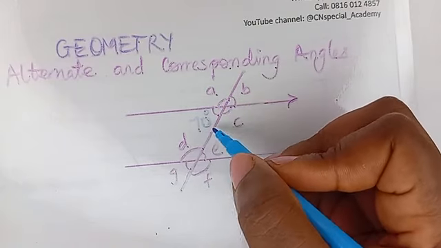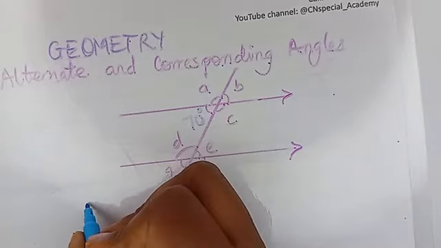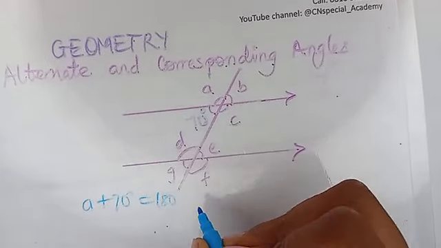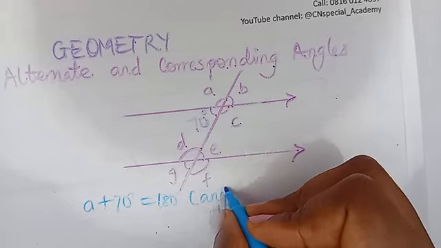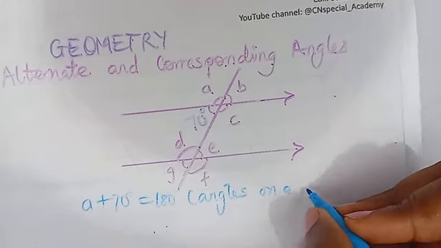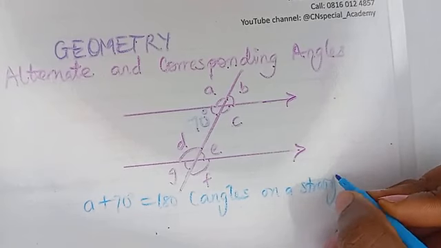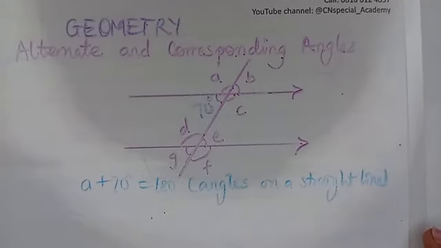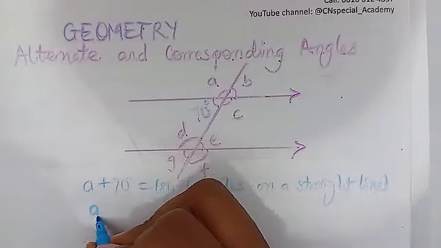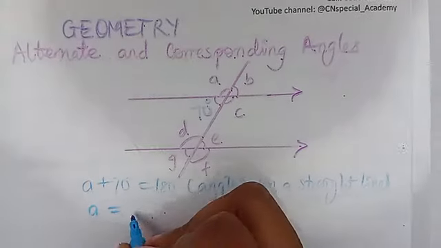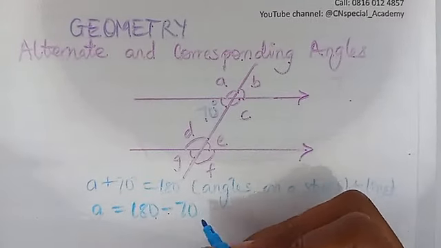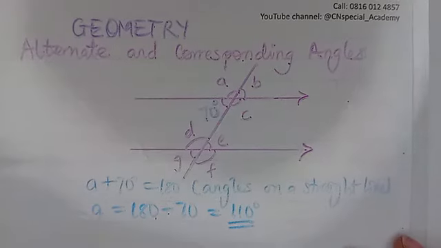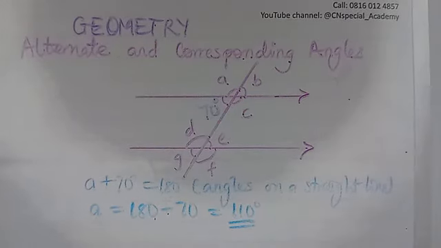So angle 70 and angle A are on a straight line. We say that A plus 70 degrees is equal to 180, and our reason is angles on a straight line. Beautiful. That's just so easy, right? So we have that angle A is equal to 180 minus 70, which is equal to 110 degrees. Angle A is equal to 110 degrees.